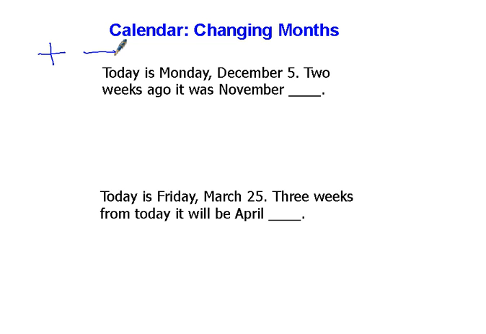Let's take a look. There are 2 different kinds of problems. Don't stop watching the video when I'm done with the first one, because the second one is very different than the first one. Today is Monday, December 5th. 2 weeks ago is November what?